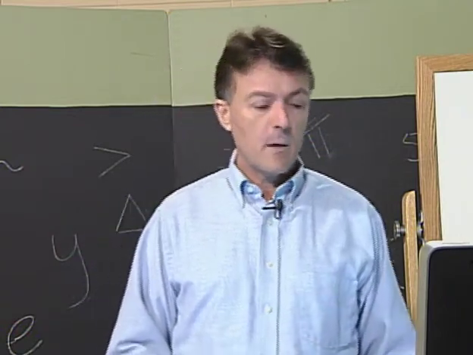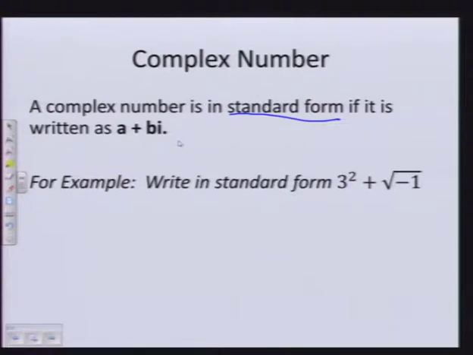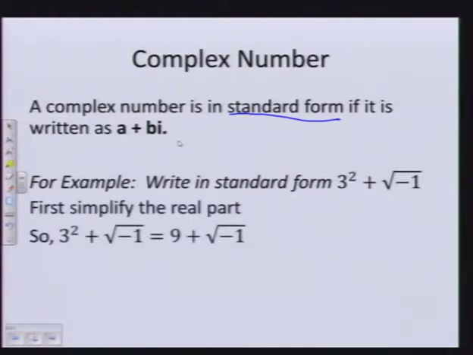Okay, so let's look at some other examples. We want to write in standard form 3 squared plus the square root of -1. To do so, the first thing we're going to do is simplify the real part here. I've noticed that I have a 3 squared here. So 3 squared becomes 9. Again, 3 squared is 9. And so I just rewrite that as 3 squared plus the square root of -1 is equal to 9 plus the square root of -1.